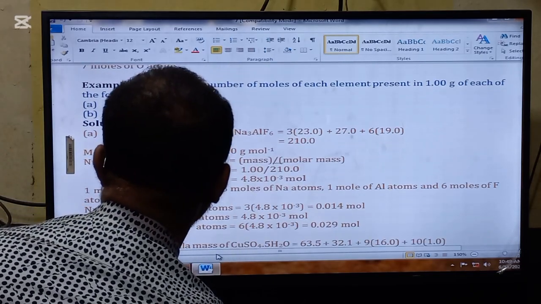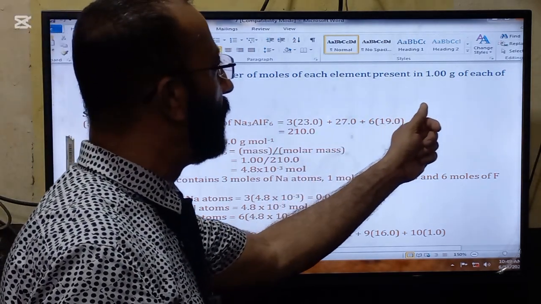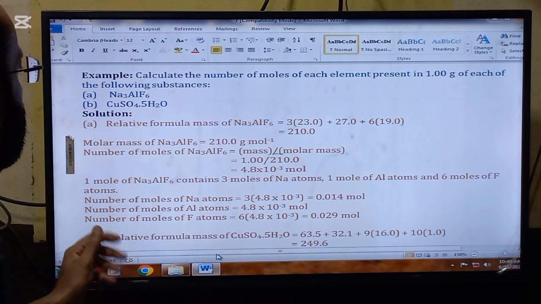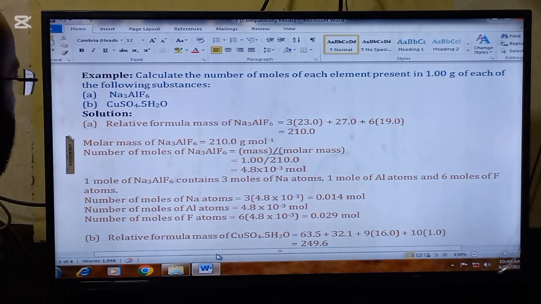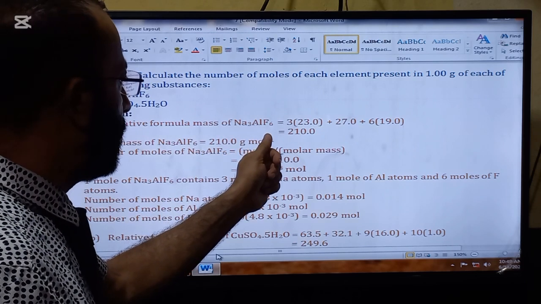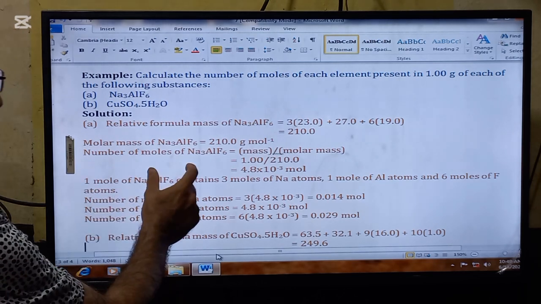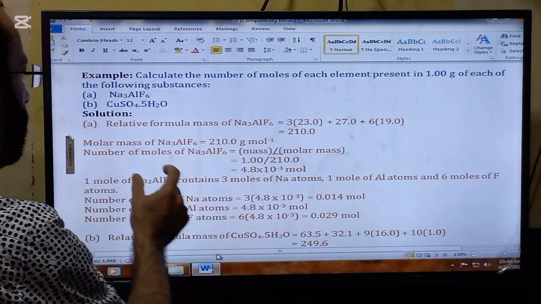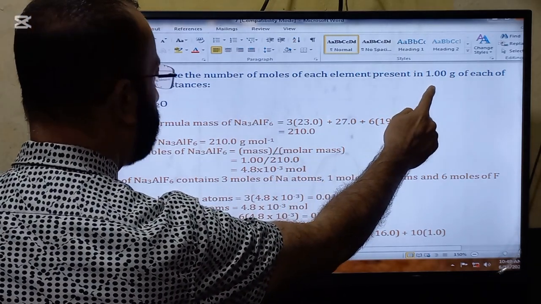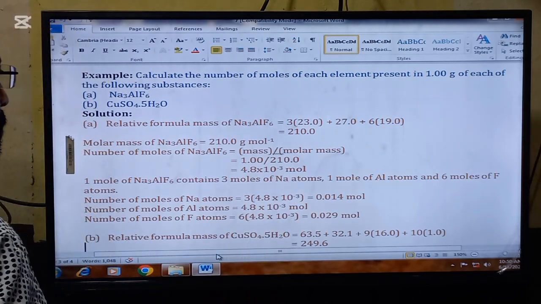Here is another question. Calculate the number of moles of each element present in 1 gram of each of the following substances. So here is a substance. First we will find the molar mass. So the relative formula mass of Na3AlF6. So this is the relative formula mass. The molar mass of this substance is 210 grams per mole. Now the formula is moles equal to mass over molar mass. Here the mass is 1 gram and molar mass is 210. Solve it on the calculator, you will get this answer.